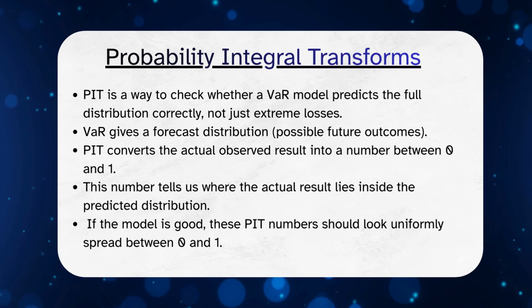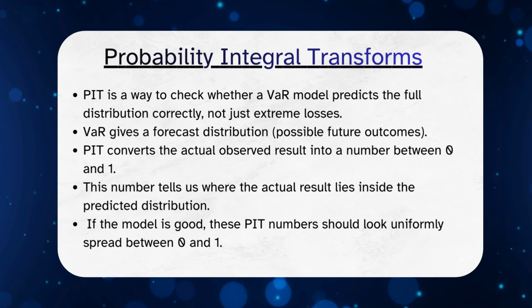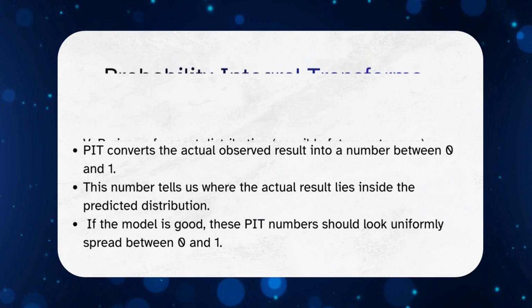Every real outcome is converted into a number between 0 and 1, a simple score showing its position in the forecast. If the model is good, these numbers should spread out smoothly and evenly.